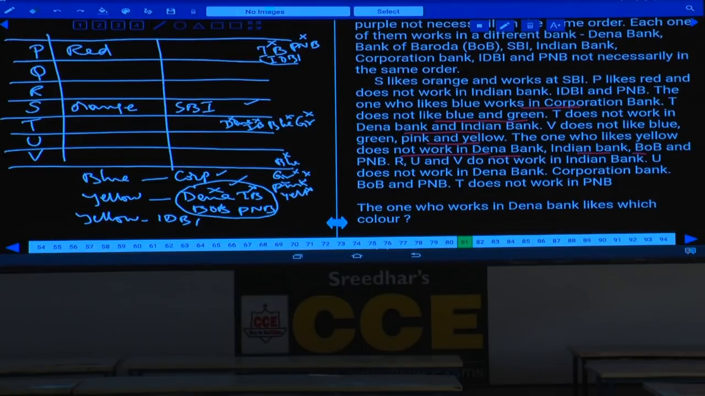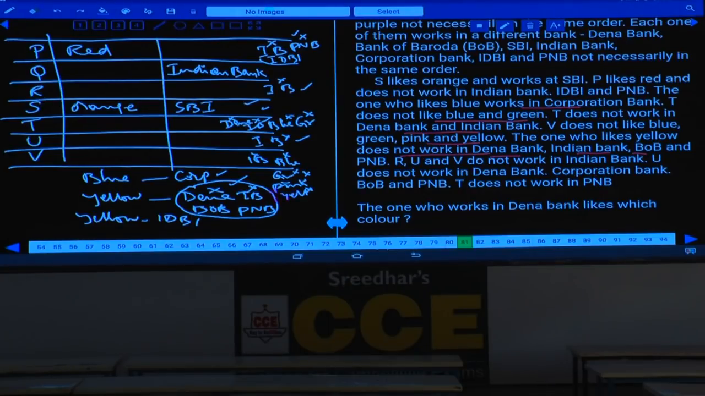Are you following this one or not? Then, R, U and V do not work in Indian Bank. Now if you check here, Indian Bank cannot be U, cannot be V, cannot be T as well, and cannot be S, because SBI here cannot be Indian Bank. Tell me who is the only person who works in Indian Bank here? Q works in Indian Bank. Done with this? Q works in Indian Bank.